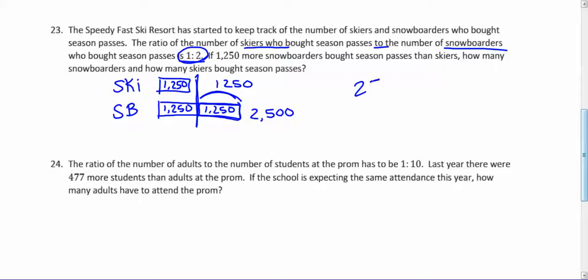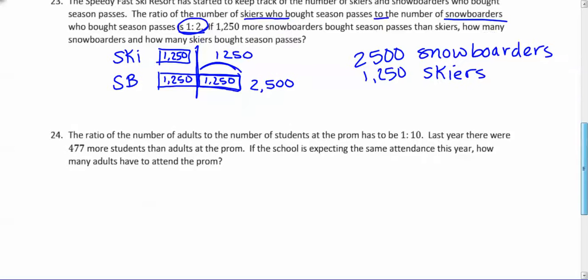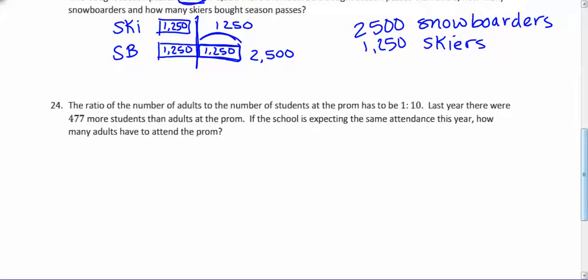All right, so 2,500 snowboarders, 1,250 skiers. All right, and the last one we're going to go over very quickly because kids are coming in here in a second.